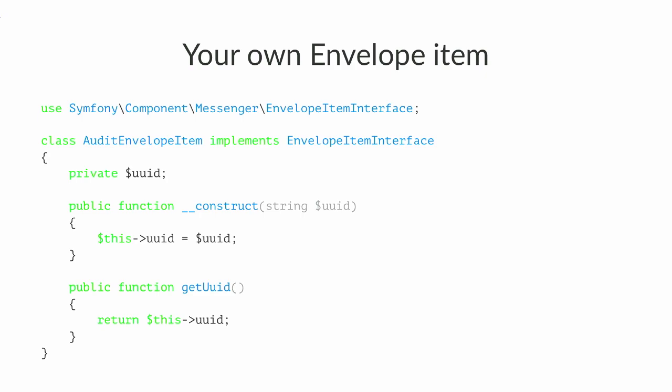Your own item looks like this. It is just a class, nothing fancy, with a marker interface that says it is actually an envelope item interface. And that's it. Obviously, that needs to be serializable as well.